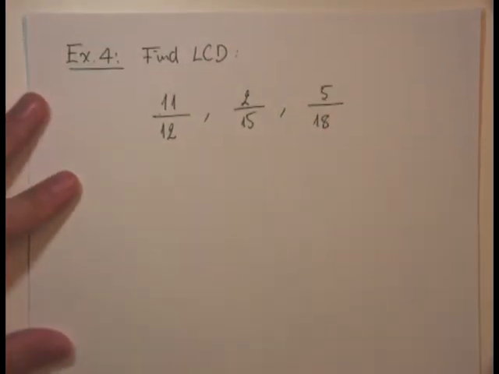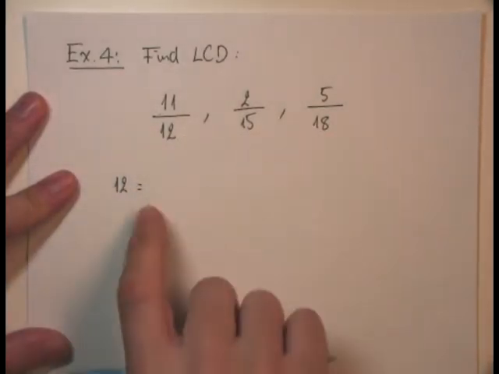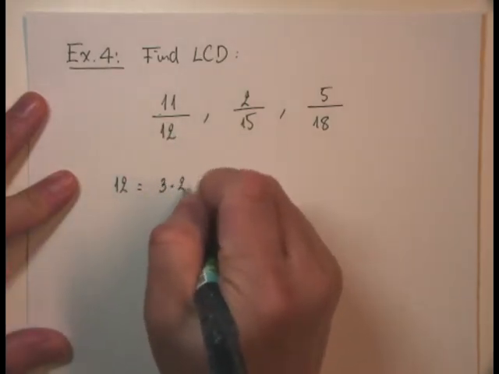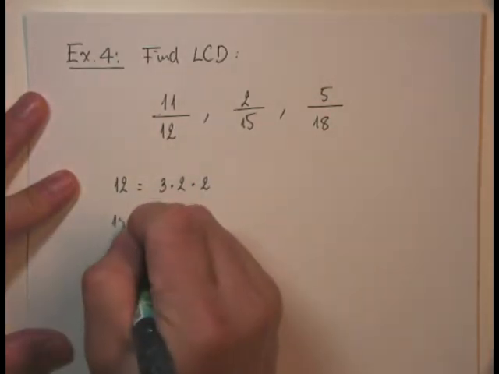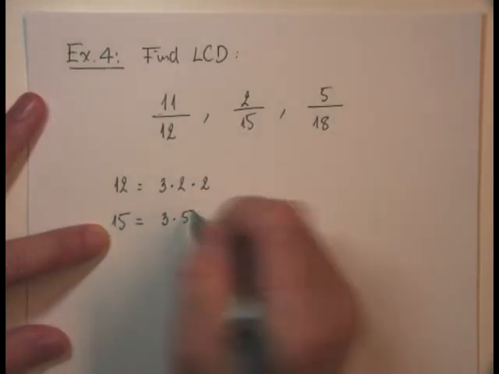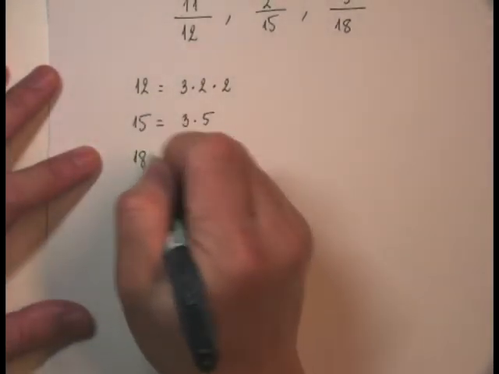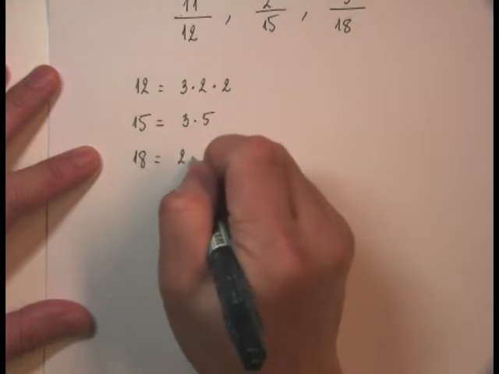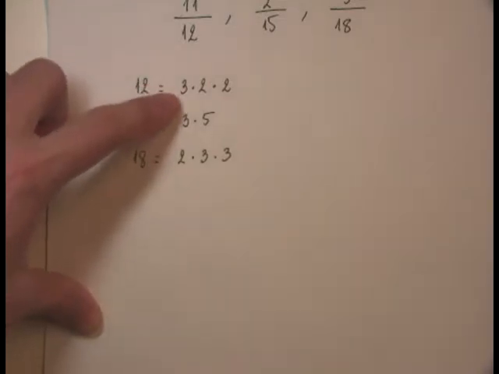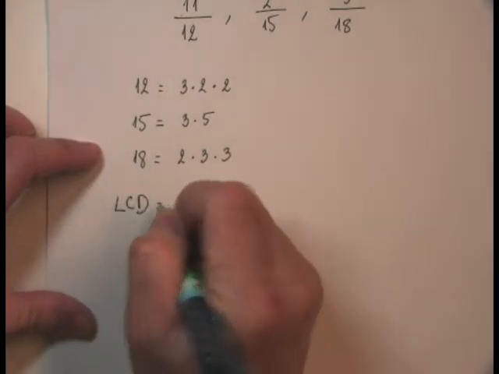Once again, step number 1, we simply need to find all prime factors in each denominator. For my first denominator, the prime factors would be 3 times 2 times 2. In my second denominator, which is 15, all prime factors would be 3 times 5. And in my last denominator, which is 18, all my prime factors would be 2 times 3 times 3. Once you have finished making the list of prime factors in each denominator, let's find the LCD by bringing in a common list.